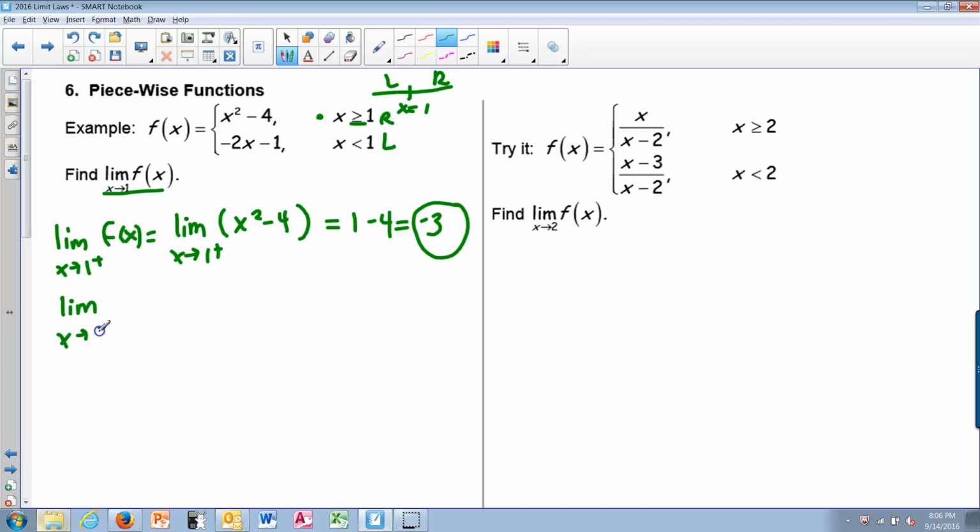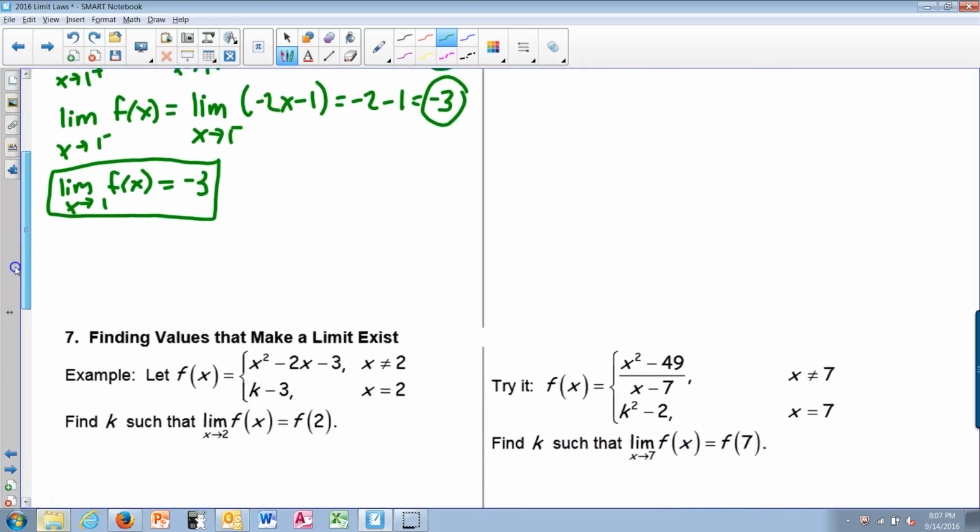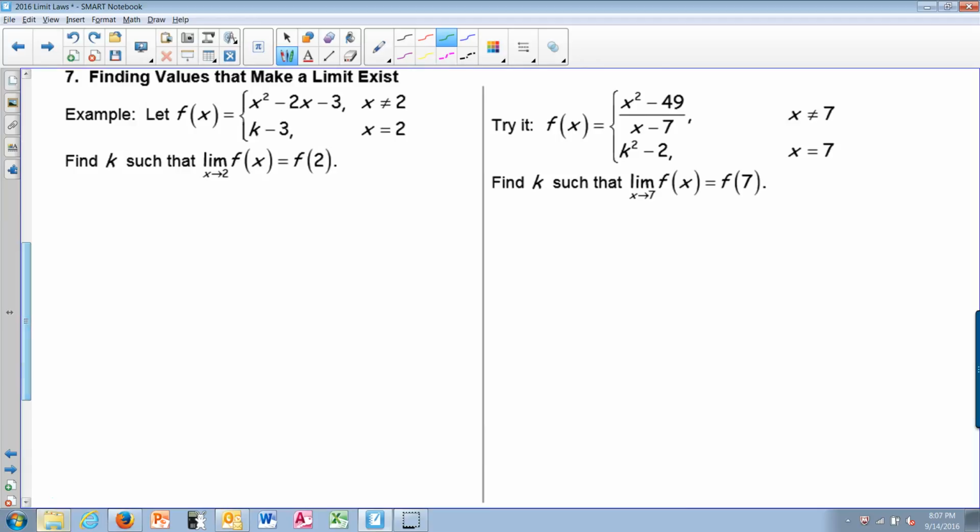The limit as x approaches 1 from the left of f of x. I can substitute in negative 2x minus 1. And 1 from the left is negative 2 minus 1, which is also negative 3. So since the left and the right are equal, the two-sided limit as x approaches 1, y approaches negative 3 from both sides. Okay, I'm leaving the next one for you to try.